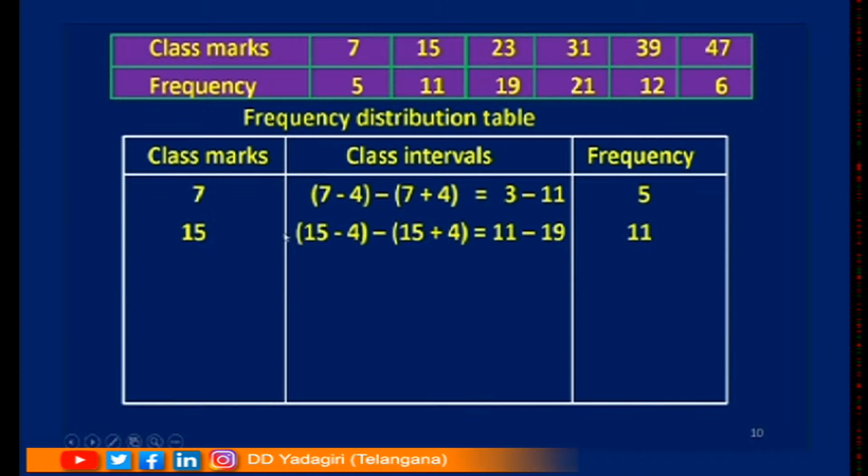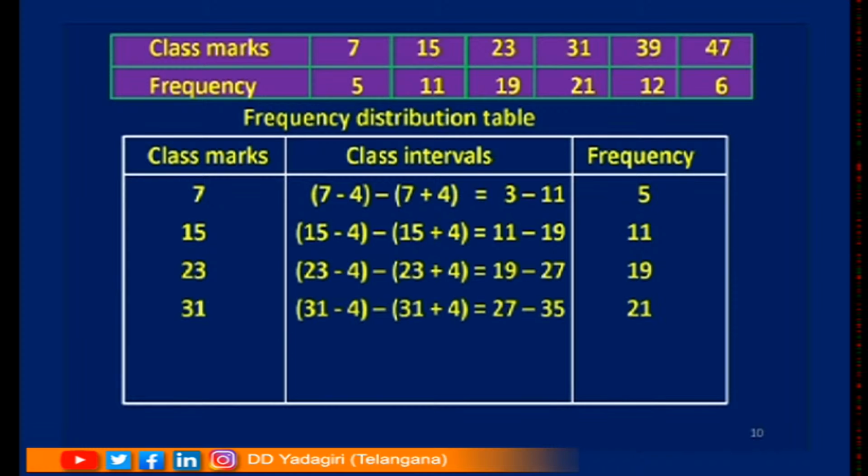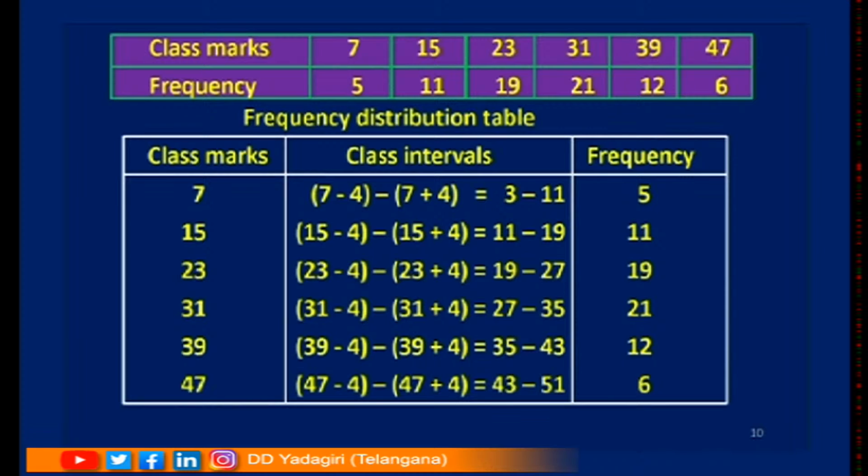Next 15 is the class mark. So what you have to do? 15 minus 4, 15 plus 4. So I can say 15 minus 4 is 11, 15 plus 4 is 19, 11 to 19. Like this we will get the third class as 19 to 27, fourth class as 27 to 35, fifth class as 35 to 43, and sixth class as 43 to 51.